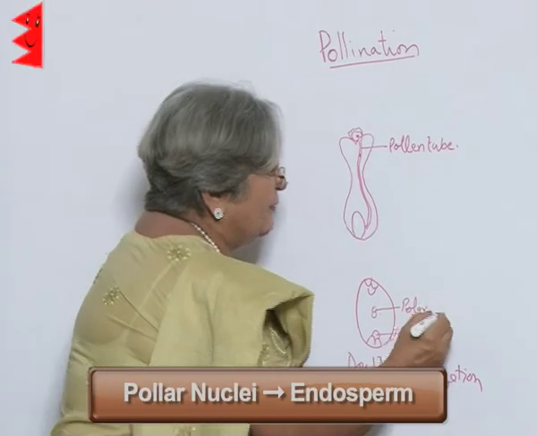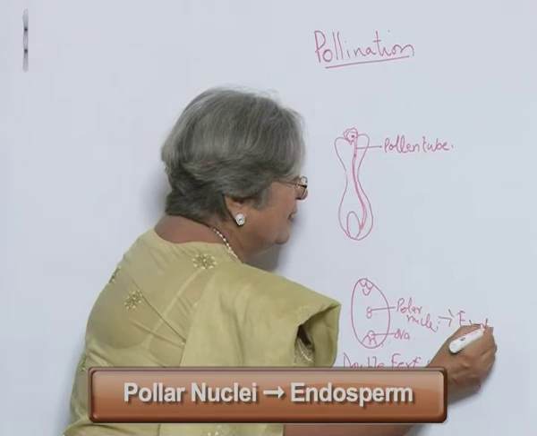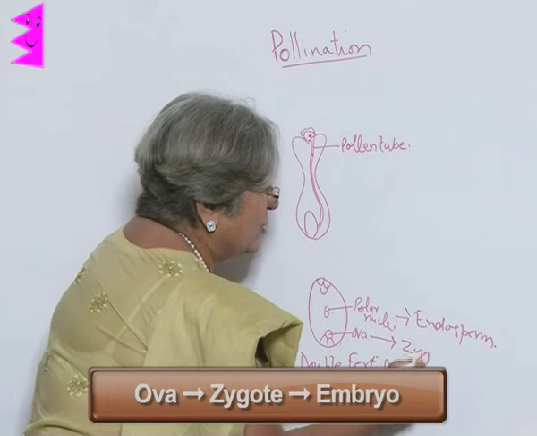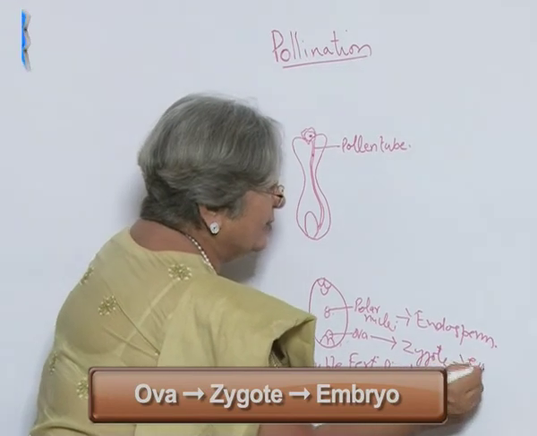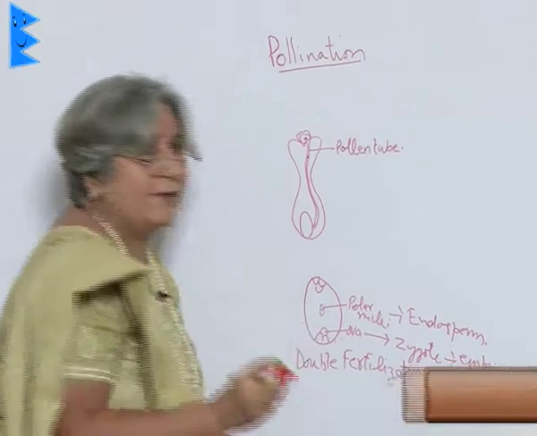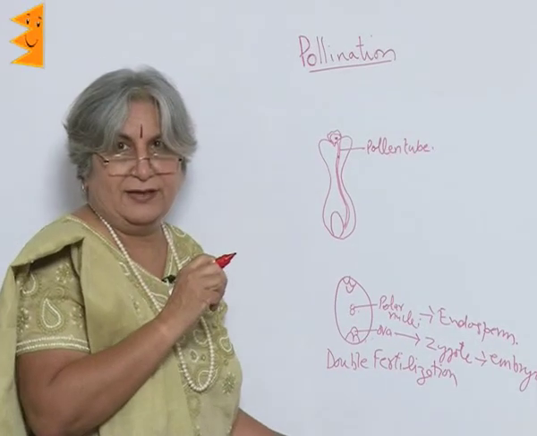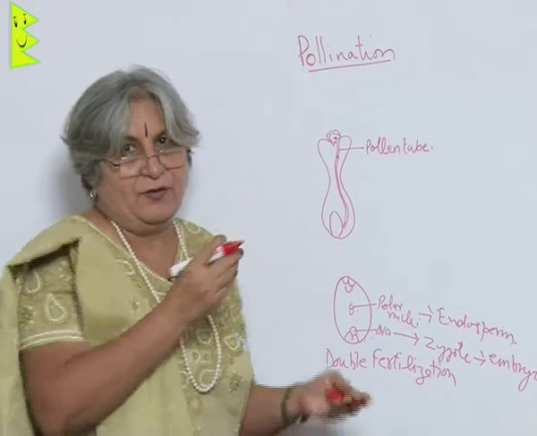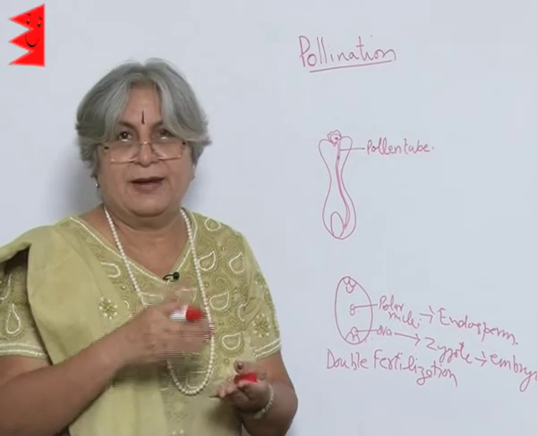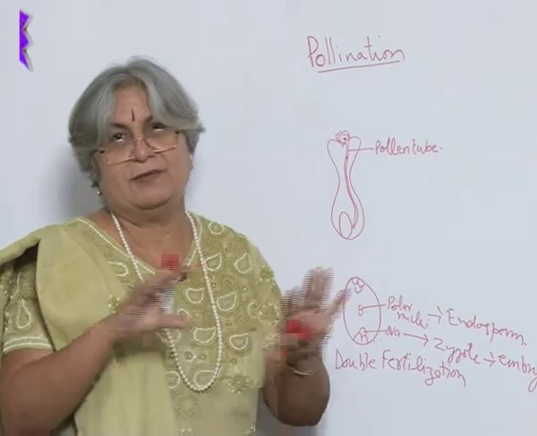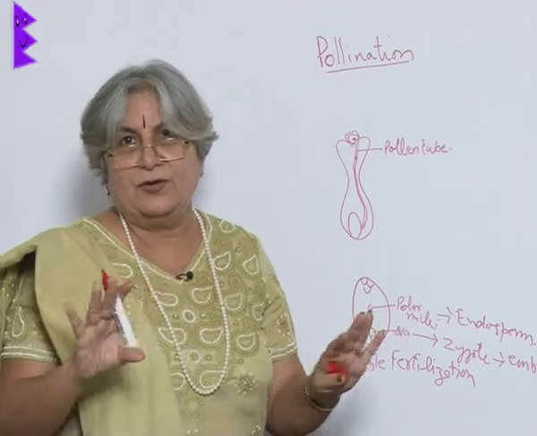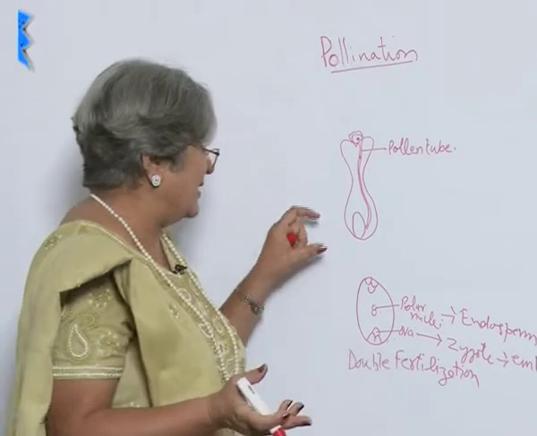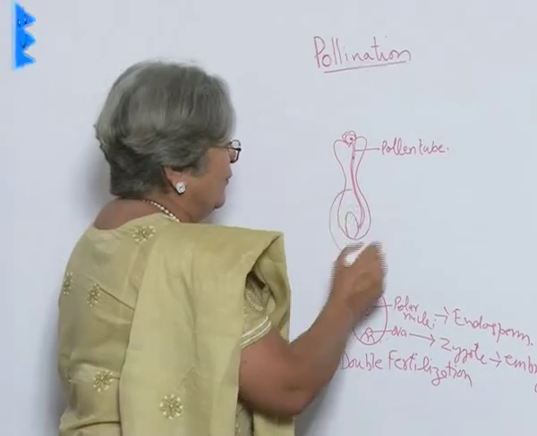The polar nuclei will form endosperm and the ova after fertilization will form zygote, which will form an embryo within the ovule. Now, after the fertilization has taken place, many changes appear. Now, you know the role of sepal, petal, stamen, style and stigma is over. They no longer have any role. So, they fall off. Their role is over. What is left is only the ovary and the ovule.